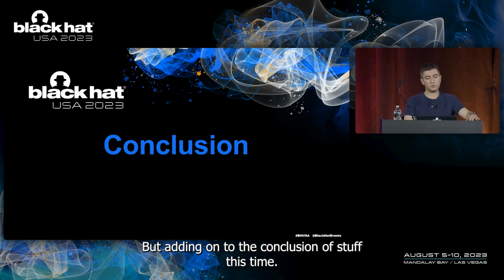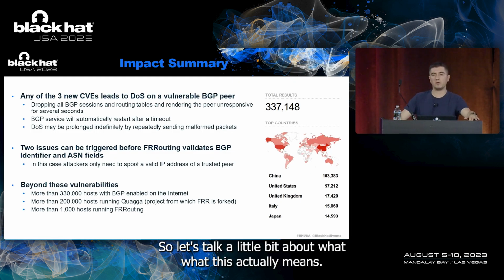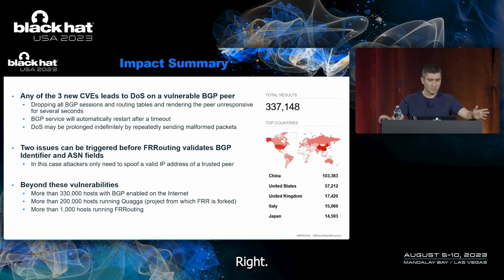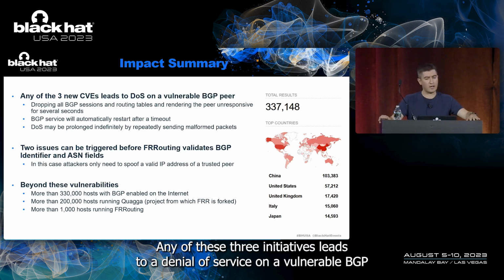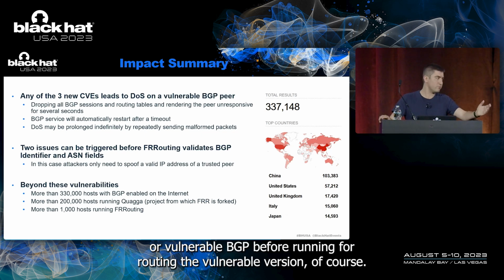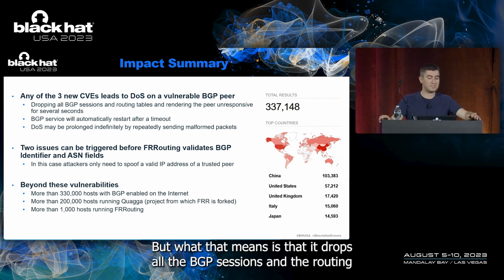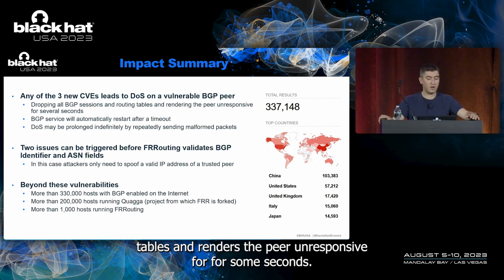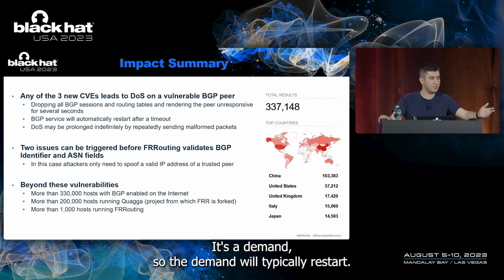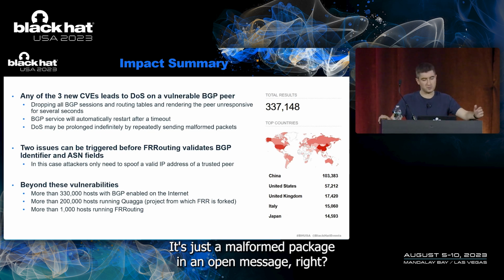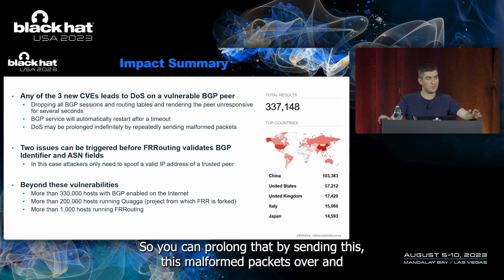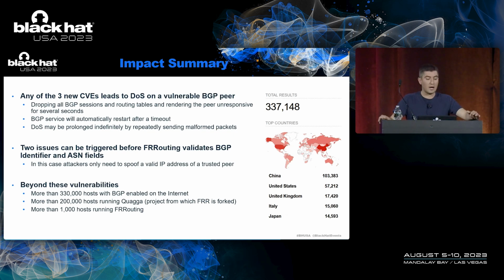Heading on to the conclusion of this talk, let's talk a little bit about what this actually means. Any of these 3 new CVEs leads to a denial of service on a vulnerable BGP peer running FRRouting, the vulnerable version, of course. That means it drops all the BGP sessions and the routing tables and renders the peer unresponsive for some seconds. It's a daemon, so the daemon will typically restart, but you can prolong that. It's just a malformed packet in an open message, so you can prolong it by sending these malformed packets over and over again.